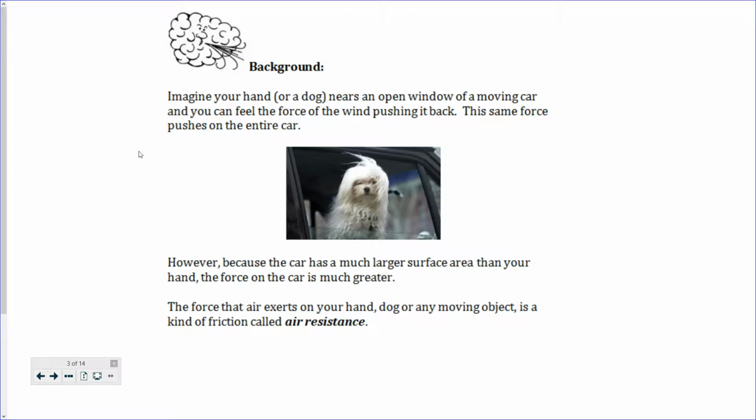So you think that as your car is moving forward, the force is pushing backwards. However, the car is a lot bigger than your hand. So the force that the air exerts on your hand or a dog or any moving object is a kind of friction, so-called air resistance.